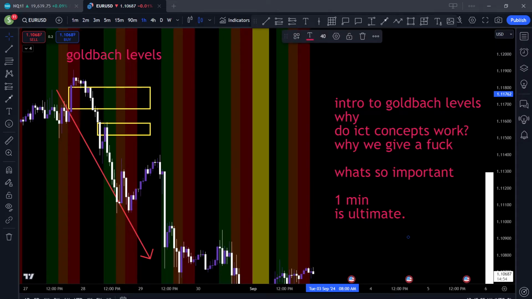But when you watch ICT, any execution video, right? And I lost the lighter. You notice how every single time he takes a PD array, whether it's an order block, fair value gap, new day opening gap, whatever it is, it works immediately. The moment he touches that thing, it starts spooling towards his take profit.